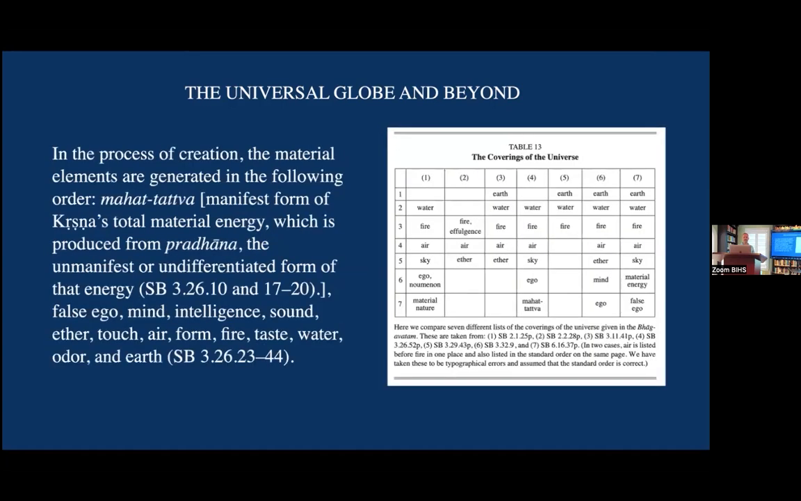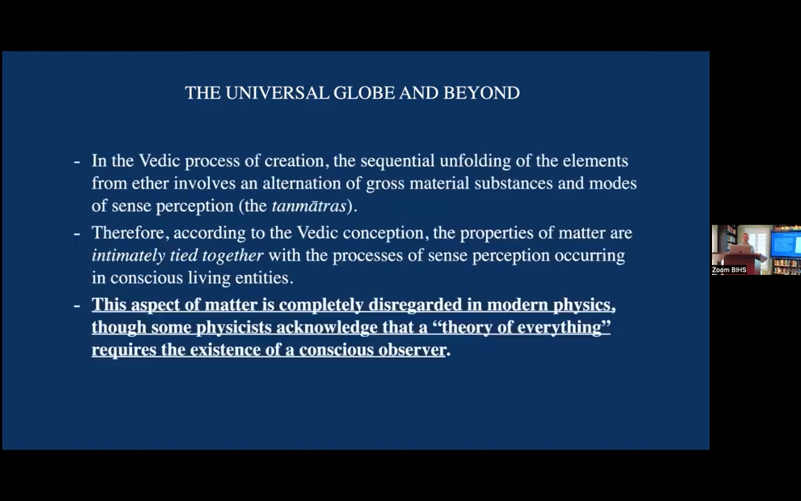Okay. This is what we just talked about. I can move on. In the Vedic process of creation, there's a sequential unfolding of the elements. From ether involves an alteration of gross material substances and modes of sense perception. Tanmatras, there you go. Therefore, according to the Vedic conception, properties of matter are intimately tied together with the processes of sense perception occurring in conscious living entities. For physical cosmology, this is completely disregarded, and perhaps the theory of everything requires the existence of a conscious observer.